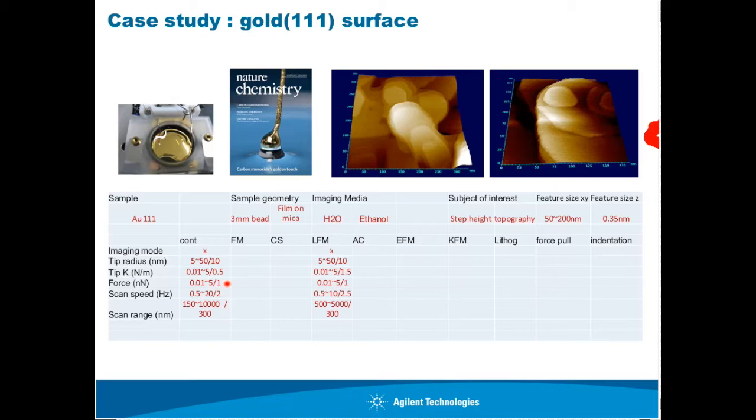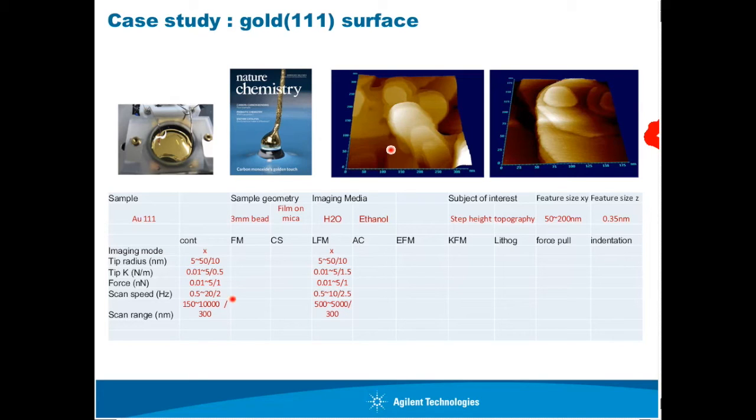This is a little bit on the high side, in low force. That's because at this force, as you can see, this image is very clean. Your tip is actually cleaning away the junk and contamination. We all know that gold is very easily contaminated. So using a little bit higher force in contact mode can clean your sample.